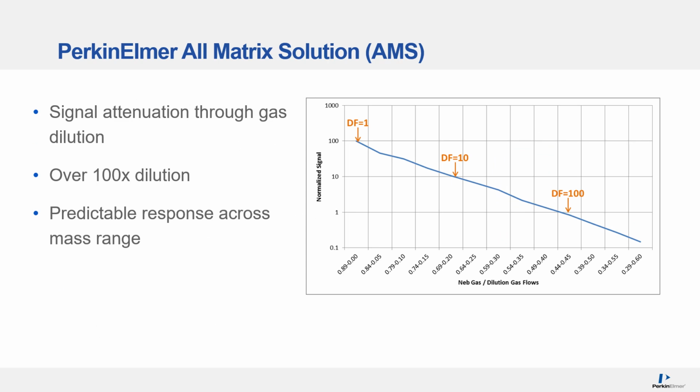The all-matrix solution is a reliable attenuation through gas dilution. We can do over 100 times dilution with this simple system, and it's a very predictable response across the mass range. So here you can see a normalized signal compared to the nebulizer gas and dilution gas flows. So it is very predictable across the mass range just by balancing out the nebulizer gas flow compared to the dilution gas flow.